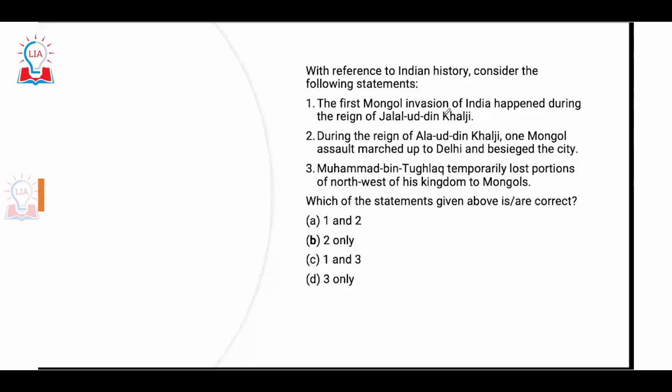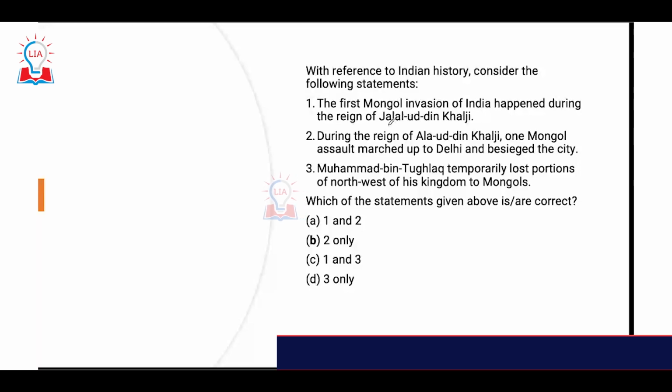Let's go with the first statement. The first Mongol invasion of India happened during the reign of Jalaluddin Khilji. A very, very incorrect statement. If you would have studied about Iltutmish, you would know that Iltutmish refused to give asylum to the rogue prince of Genghis Khan, because of which Genghis Khan, who almost reached the borders of Delhi, did not choose to fight Iltutmish. Okay, so this is considered to be the first Mongol invasion during the time of Genghis Khan and Iltutmish and not Jalaluddin Khilji. So eliminate statement 1.